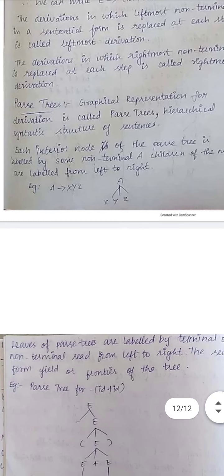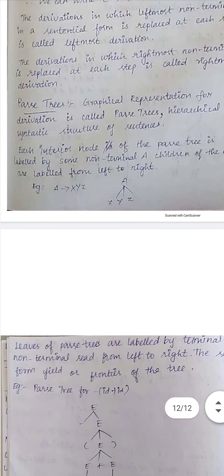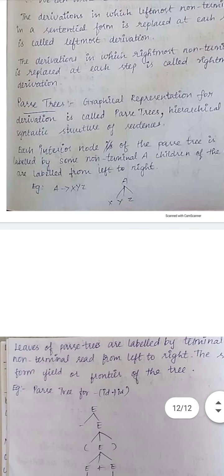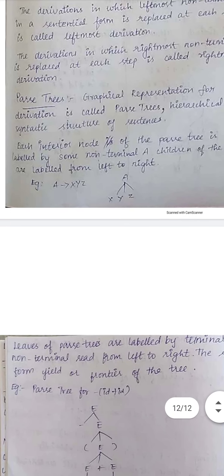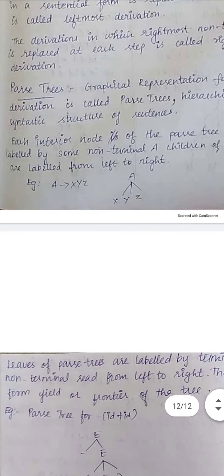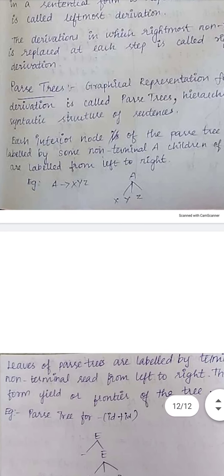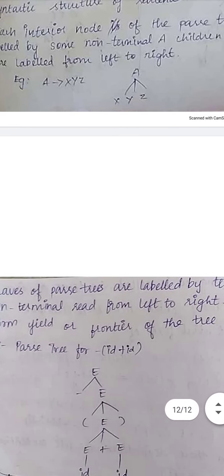The interior node of the parse tree is a non-terminal, which is an important point here, and the children of the node are always labeled from left to right. In derivations, in top down parsing, whenever we construct the children, we always start from the left and then move towards the right. This is one more reason why we call it leftmost derivation. So the children of the node are labeled from left to right. This is the second important thing.